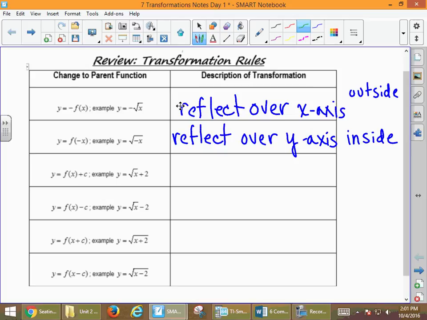But when we go to the next four here, f of x plus c. Again, off to the side, we have an example. We could graph the function y equals the square root of x, and then we could add 2 to it. Anybody remember what adding something to the function does? Grace? It goes up, and in this case I'm going to put up c units because we've got f of x plus c.